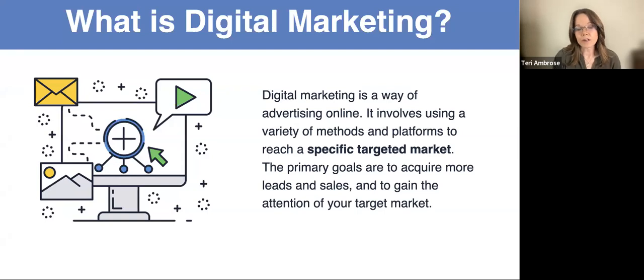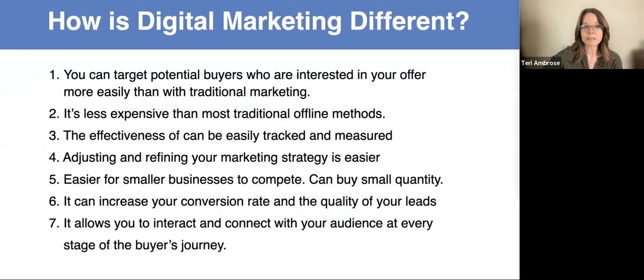So what is digital marketing? Well, digital marketing is like any other marketing, right? Your primary goals are to get more leads and sales and to gain the attention of your target market. But the difference with digital marketing compared to traditional is the really granular way you can target people, and then the very clear analytics that you can see, because everything in digital marketing leaves a digital footprint, so you can see what has happened.